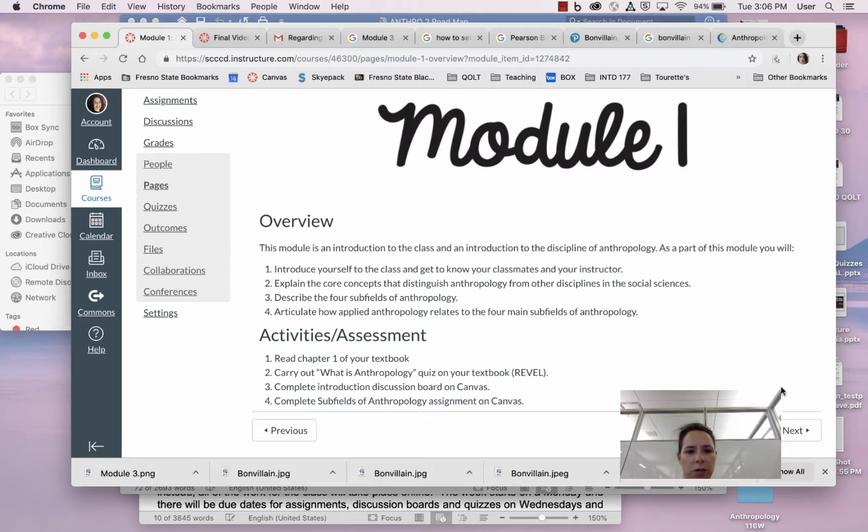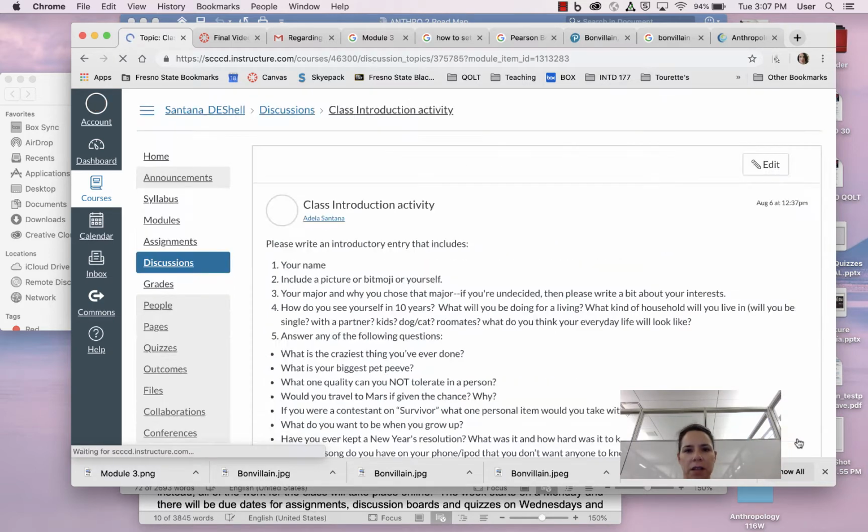The activities include reading the first chapter of your textbook, taking the quiz on that chapter in your textbook, and then two activities in Canvas. One is a discussion board, which in the first module is going to be an introduction to your classmates and your instructor, and then a summative assignment that has to do with the content, that is, writing about the subfields of anthropology. Okay, so let's take a look.